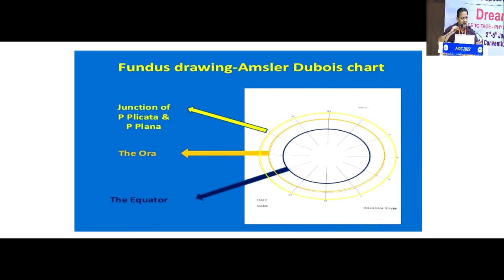And the equator, generally, how we study the equator is we use the vortex veins as one of the landmarks, and then we mark the equator accordingly, right? And posterior to the equator are the post-equatorial lesions, and anterior to the equator are anterior and equatorial lesions.